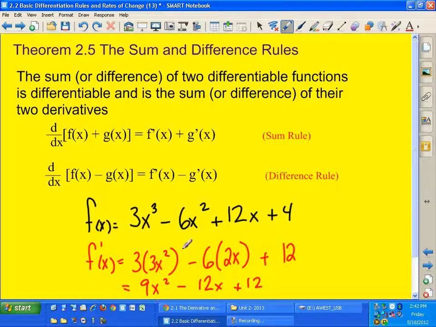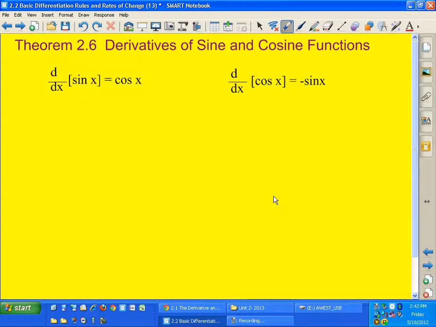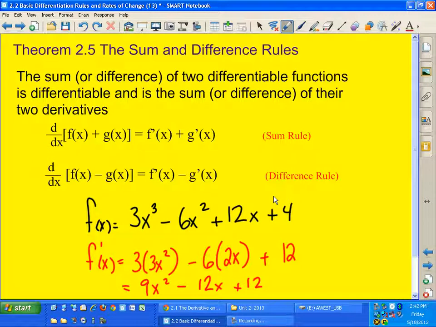And so the sum or difference rules are just telling me that I can do each part separately and add and subtract them together as necessary. It will be different when we multiply. When we multiply or divide them, we'll talk about that in the next section.